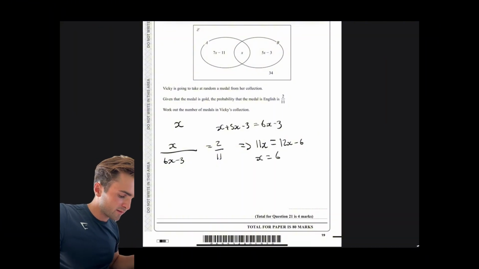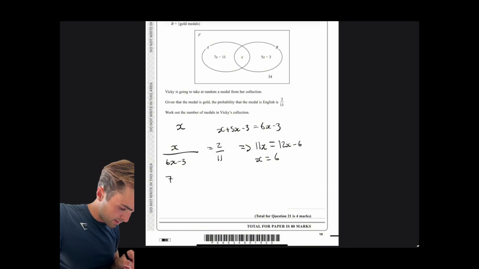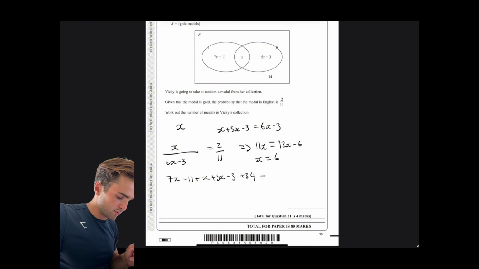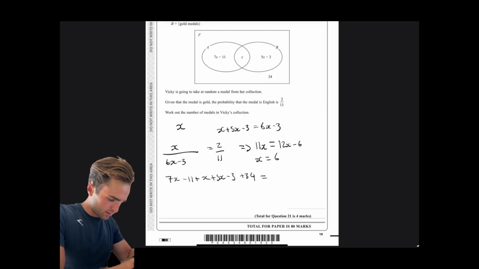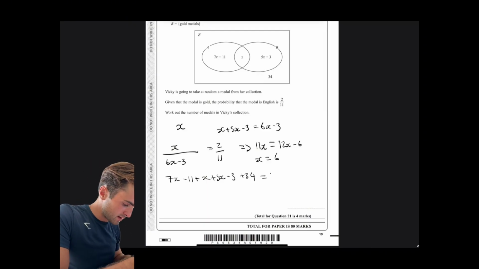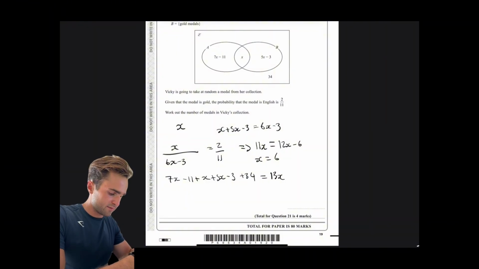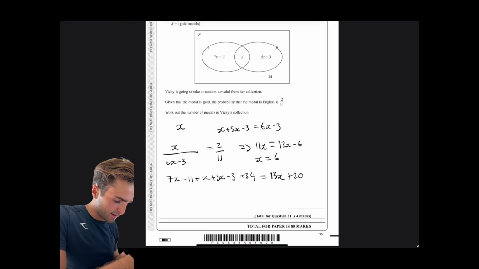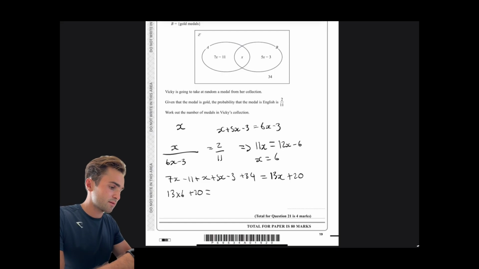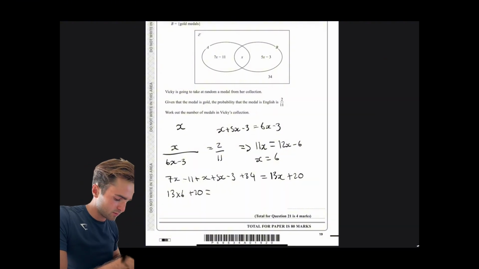Now we need to work out the number of medals in Vicky's collection. So we're going to do inside, so 7x minus 11 plus x plus 5x minus 3 plus 34. And that equals 7 plus 1 plus 5, 13x. And then minus 11 minus 3 plus 34 plus 20. And then x is 6, so 13 times 6 plus 20 equals 98. So 98 in her collection.